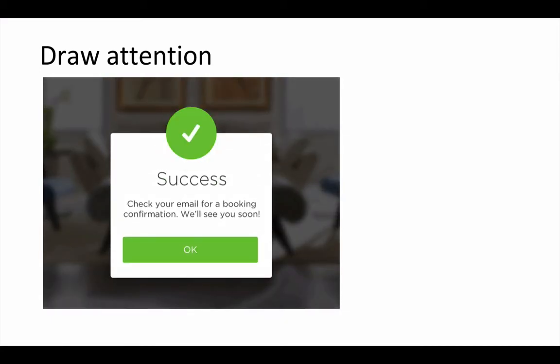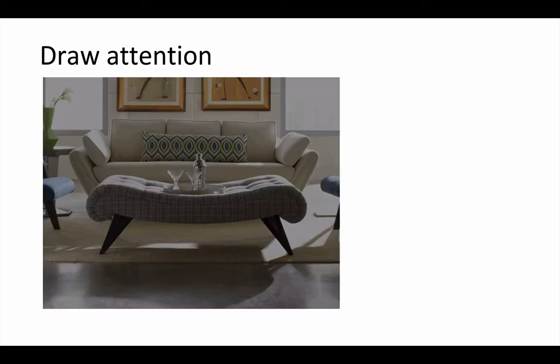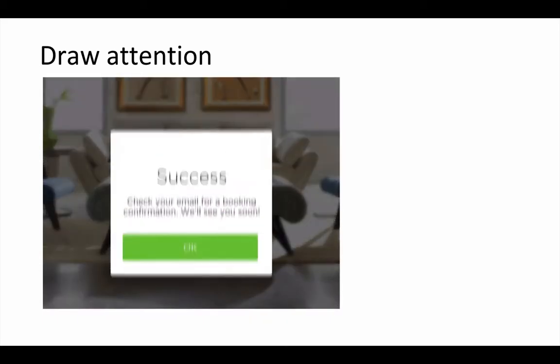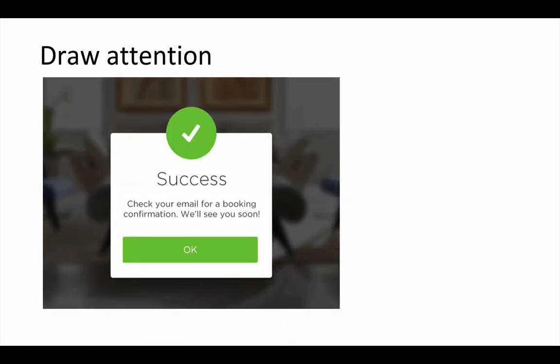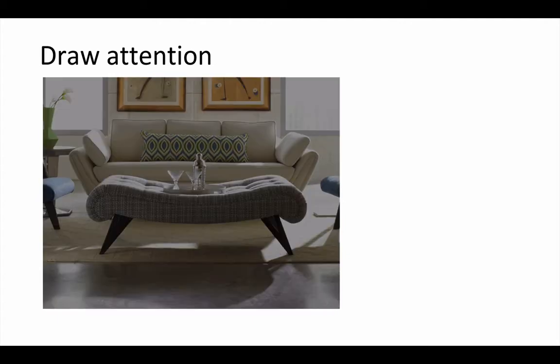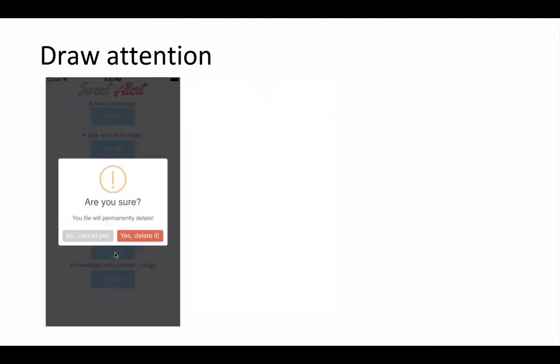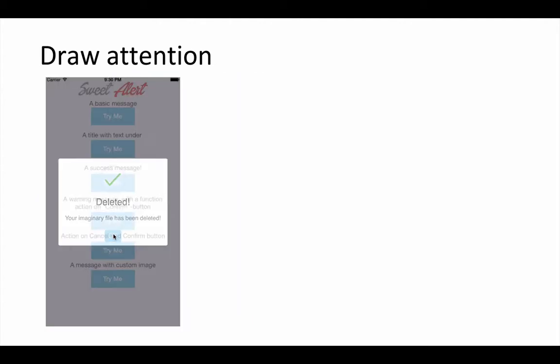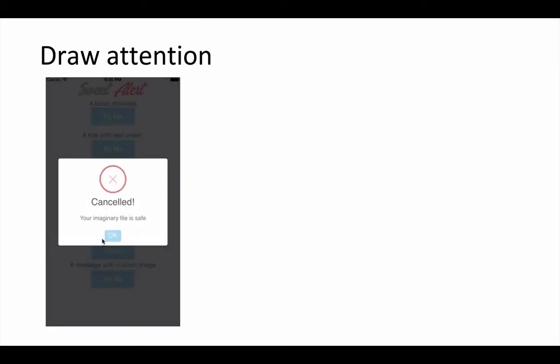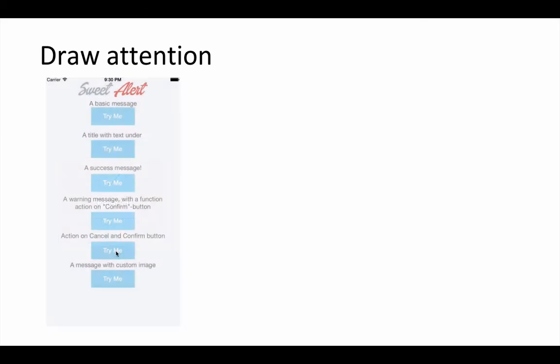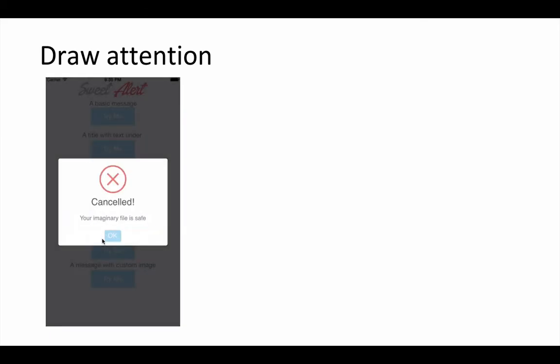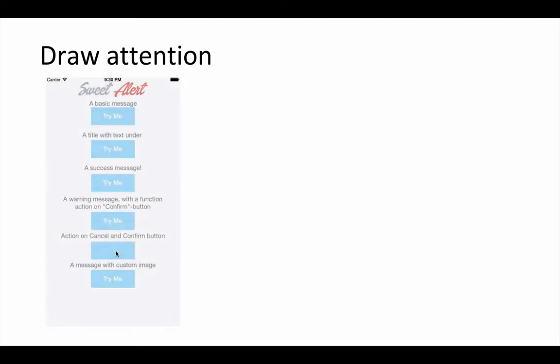So in this example, you see that some user did something, right? And after this, the system shows the alert, and this is the way to draw attention. Like, come on, your action was successful, so everything is all right. Another thing, when we try to delete something and it was successful or it was not, right? We should give the user feedback, and this feedback should be noticeable.